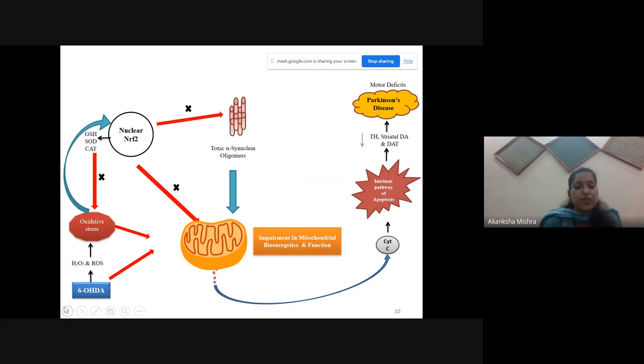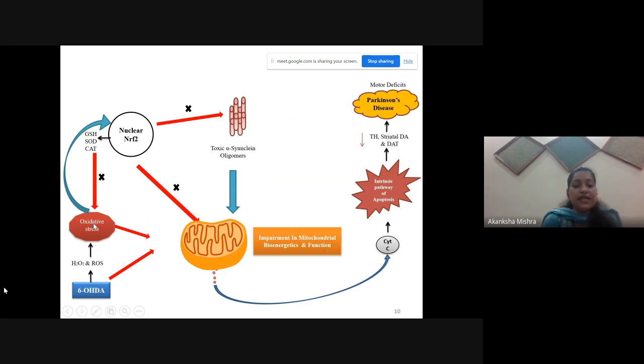First, we'll go here. 6-hydroxydopamine is injected in the rat to mimic PD symptoms. It attaches to the dopamine transporter and goes into dopamine neurons. Here it undergoes auto-oxidation and directly affects mitochondria, so mitochondrial dysfunction happens. Because auto-oxidation is happening, hydrogen peroxide and reactive oxygen species get generated, and at the end they cause oxidative stress.